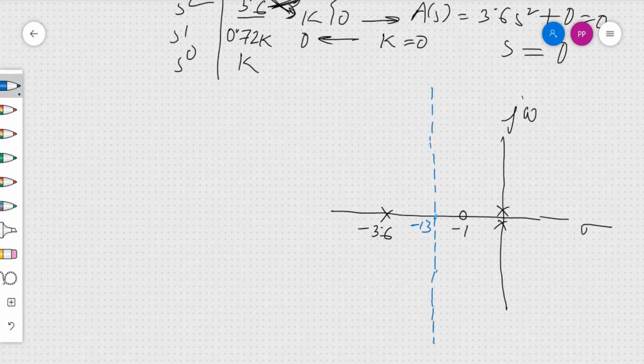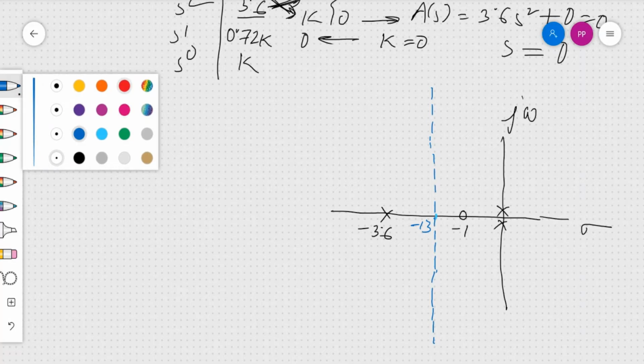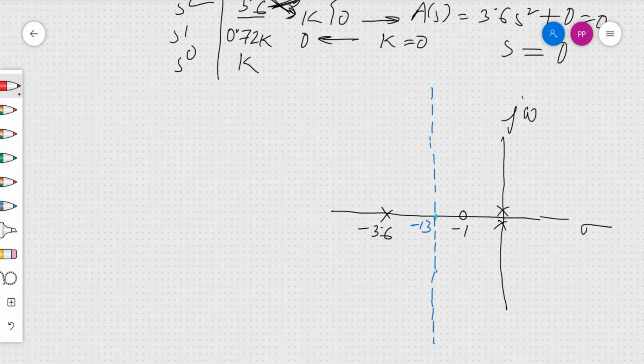Now we see that the imaginary axis is not crossed, but it is only touched at the origin. So we can see that the roots can emerge from here like this, and along the asymptote it will go to infinity like this.